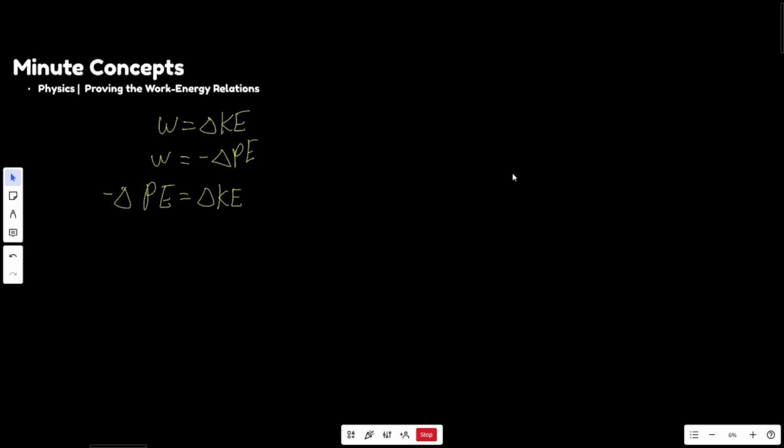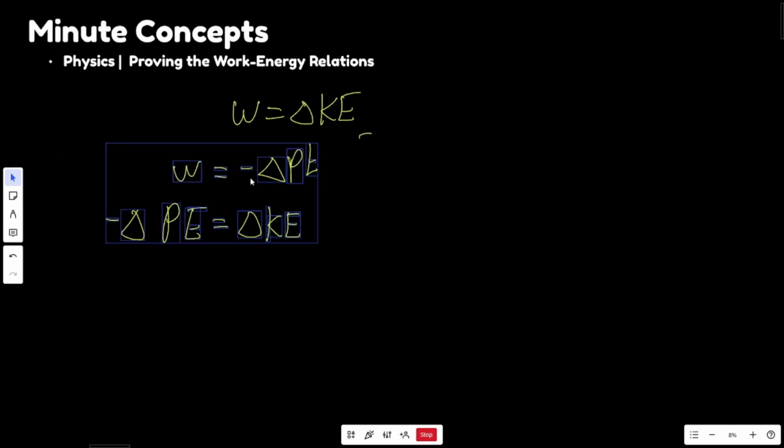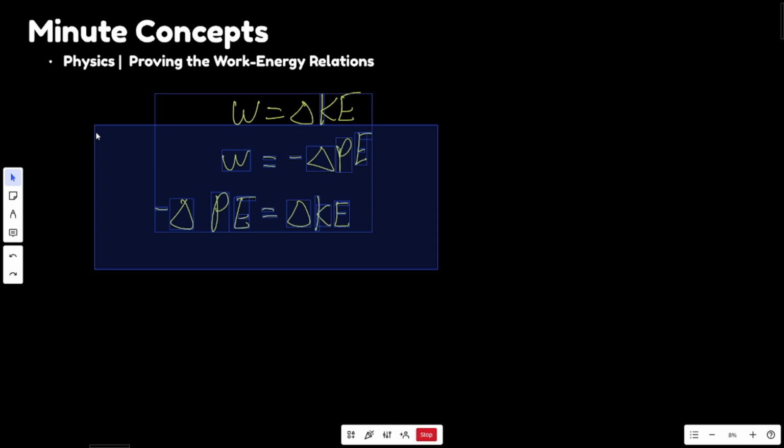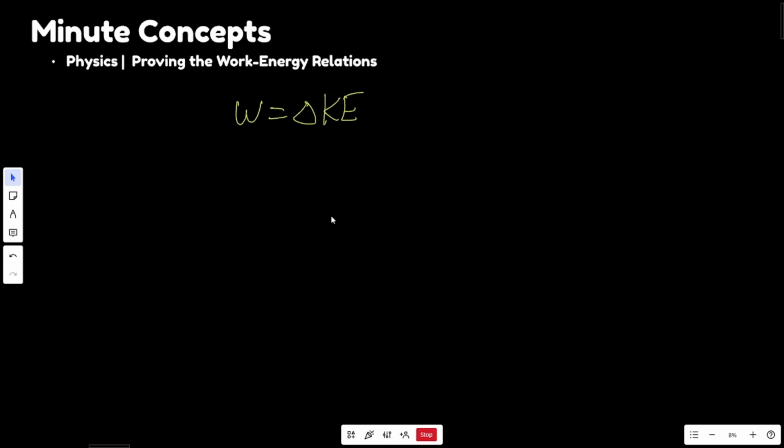So we know that W, or work, is supposed to equal the change in KE. Hold on, let me get rid of all of the other ones first, since they're kind of spoiler alerts. So we know that we have to prove this. Now, where do we start? We know that work is equal to FD cosine theta.